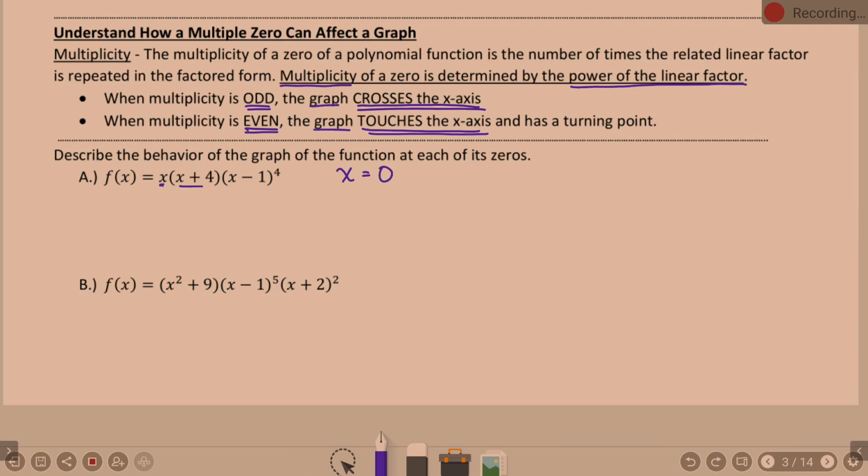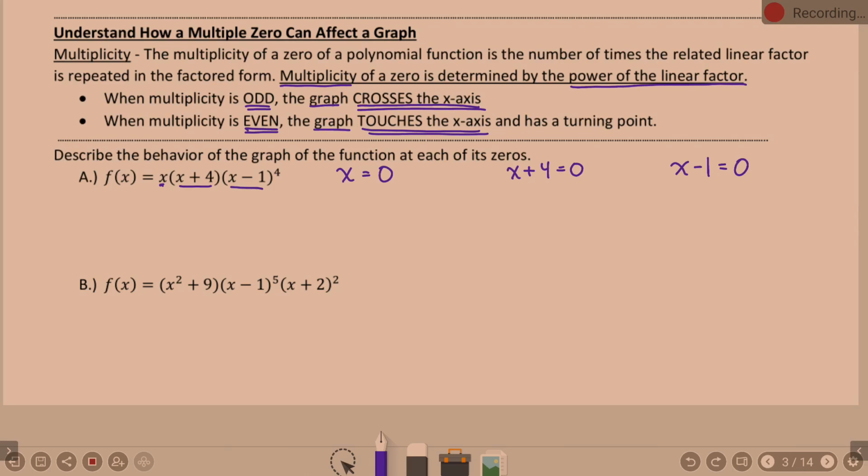We're going to set x plus 4 equal to 0. And I am spacing this out on purpose. In fact, I might even space it out a little bit more. And what's our other factor? x minus 1 equal to 0. Okay? Those right there are each of the factors.